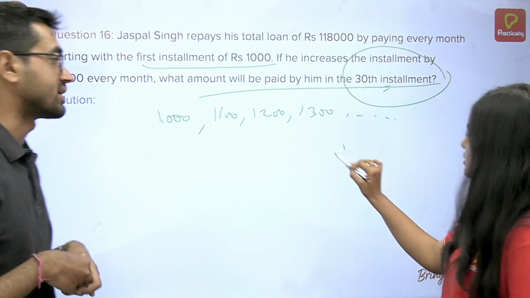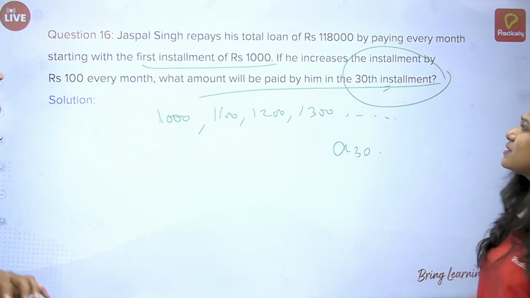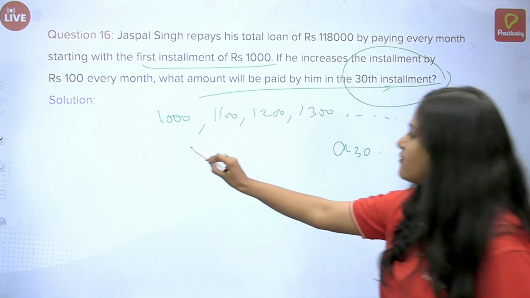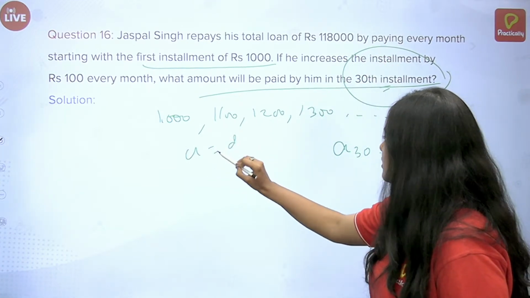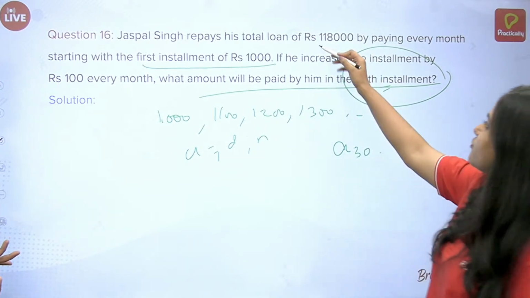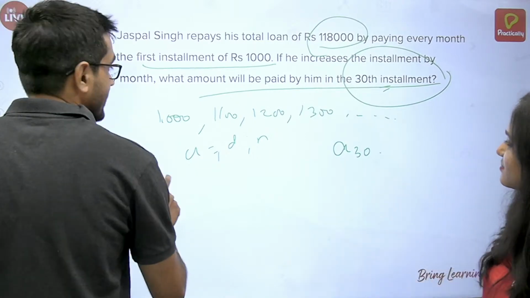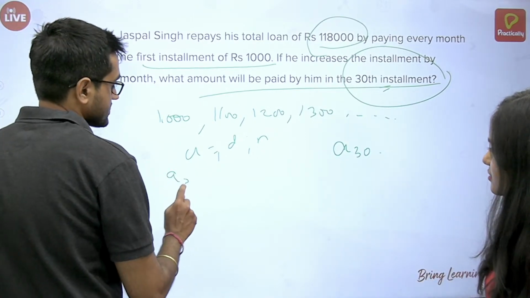Okay, we have to find A30. But how much total he has to pay? 1,18,000. Yeah, but that is not needed, I guess, because we have A, we have D, we have N. You'll just get confused with this one and waste your time. Okay, so we can find the 30th value.